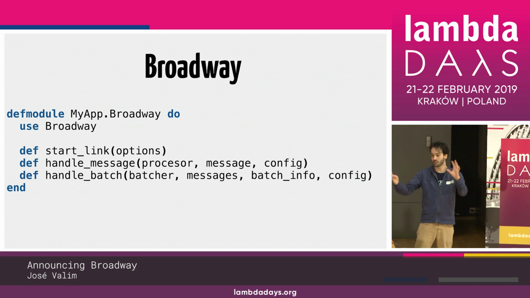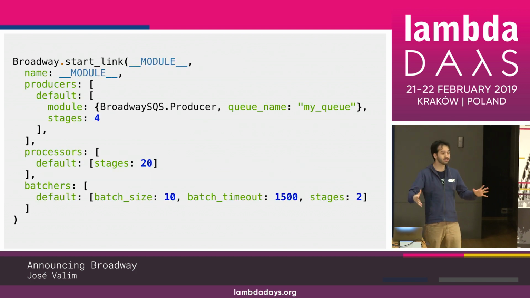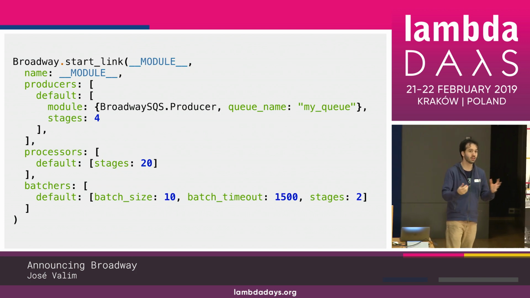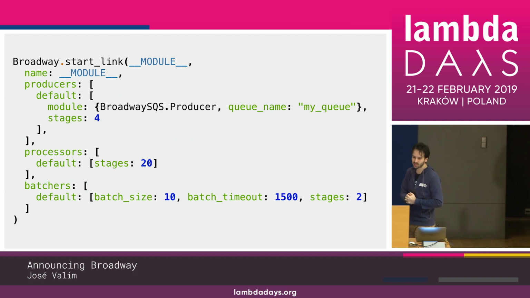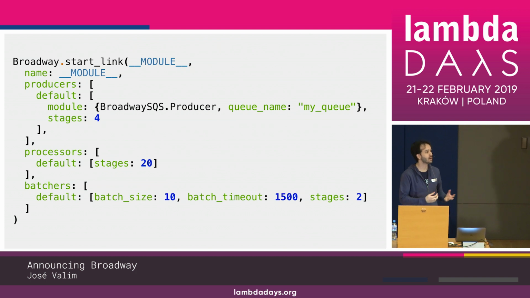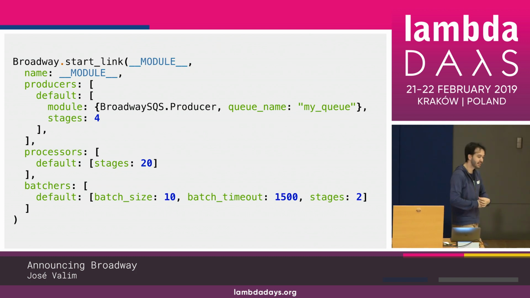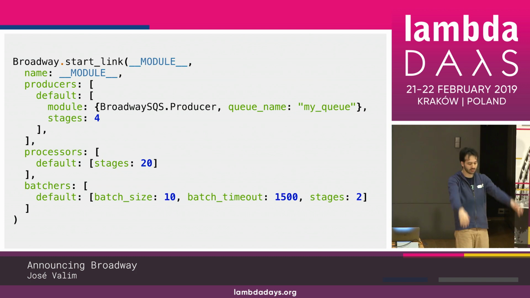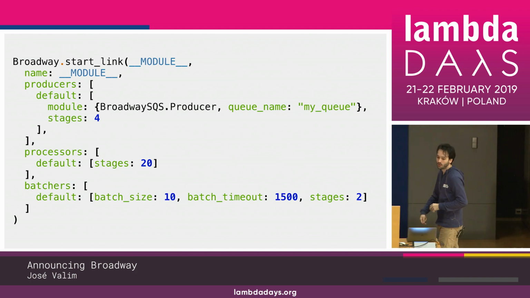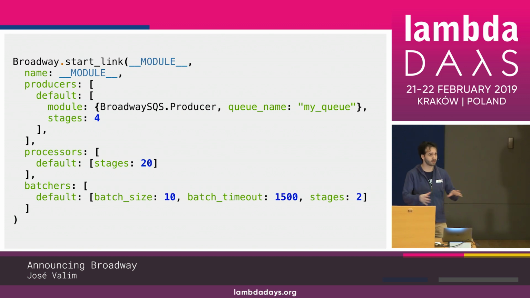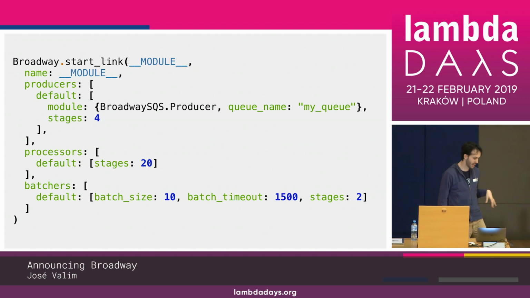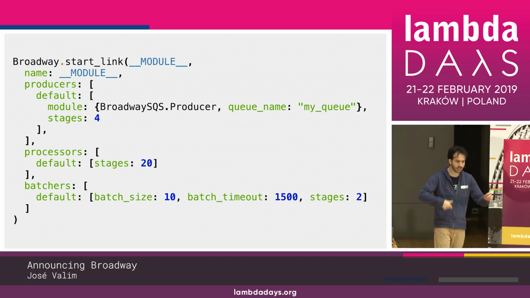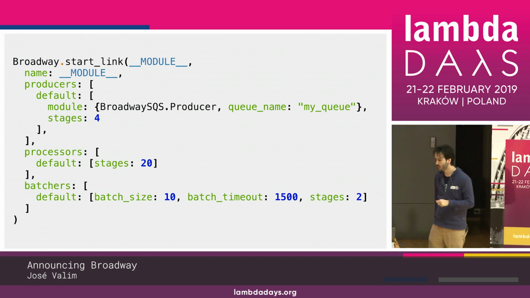You just call this function called Broadway start link, and you pass your configuration. You're going to say something like, look, I'm going to have a default producer, and what this producer has to do is get data out of SQS, right? And then you pass the queue name, and then you say, I want to have like 4 producers. I want to have 4 things connected to SQS and getting data. All right, and then you say, and I want to process this data, so I'm going to have a layer of processors, and I want to have 20 processors. I want to have 20 processes that are going to be working on those messages that are coming from SQS.